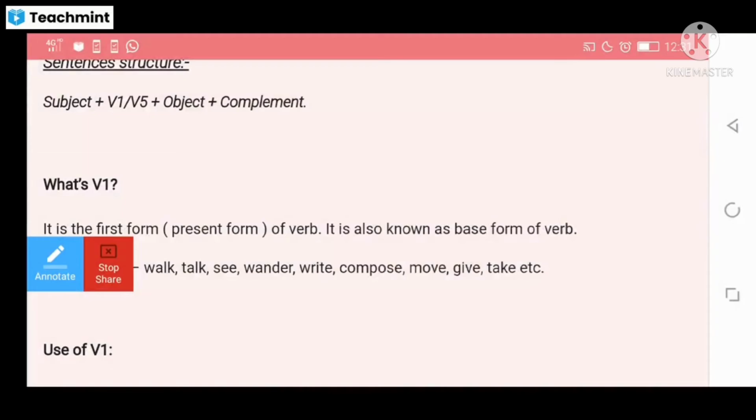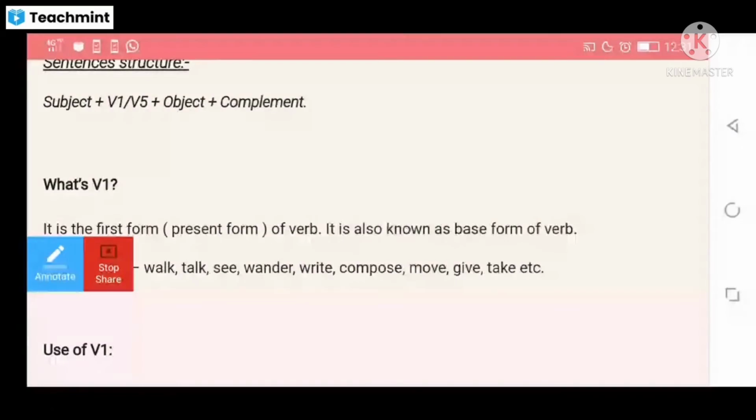And after this verb, we will see some objects will come, some complements will come, or in some cases the object may not come where there is no object at all, and in some cases the complement also may not come. So by the way, let us go ahead and see what is V1.